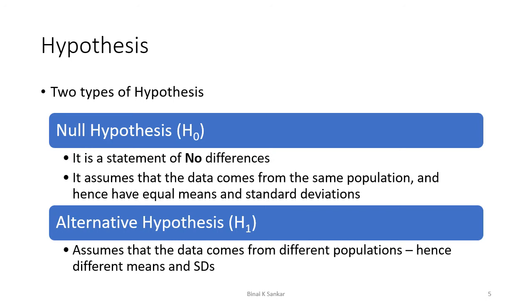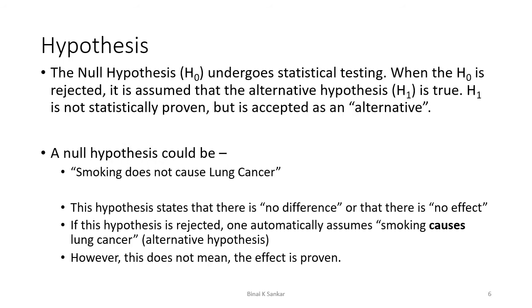Okay, so we'll discuss null hypothesis with some examples later. The alternative to a null hypothesis is called an alternative hypothesis. An alternative hypothesis basically assumes that the data comes from different populations, and this is generally the opposite of a null hypothesis. A characteristic to be remembered here is the null hypothesis is tested, but the alternative hypothesis is not tested.